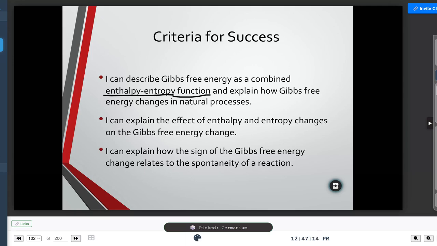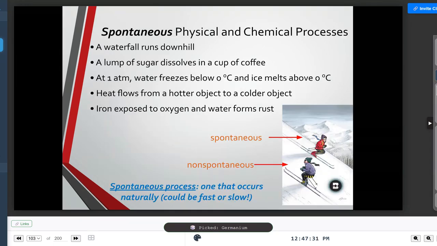It's going to be a mathematical formula. We're going to explain how Gibbs free energy changes in natural processes. Then we're going to talk about the effect of those enthalpy and entropy changes on the Gibbs free energy change, and explain how the sign of Gibbs free energy is going to tell us about the spontaneity of the reaction. So let's think about some spontaneous processes.